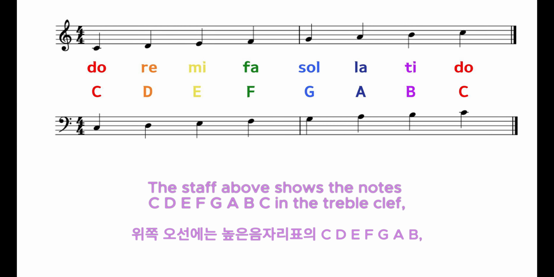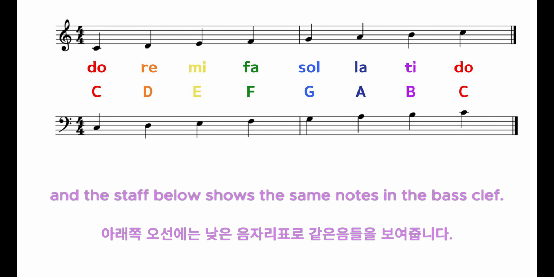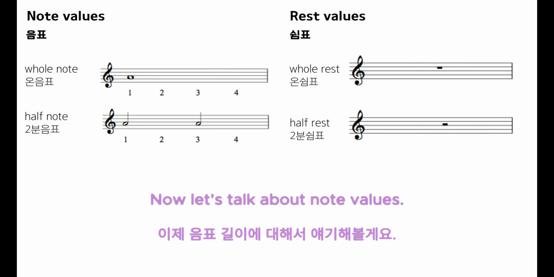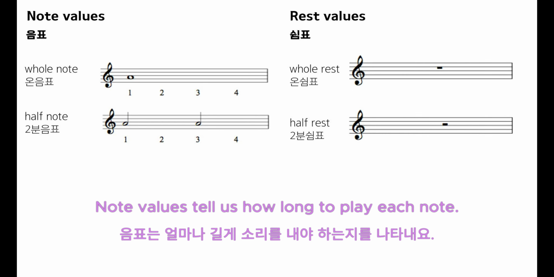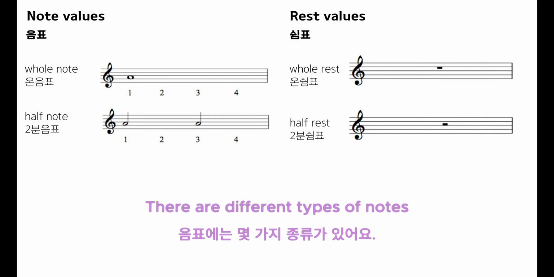The staff above shows the notes C, D, E, F, G, A, B in the treble clef. And the staff below shows the same notes in the bass clef. Now let's talk about note values. Note values tell us how long to play each note. There are different types of notes.